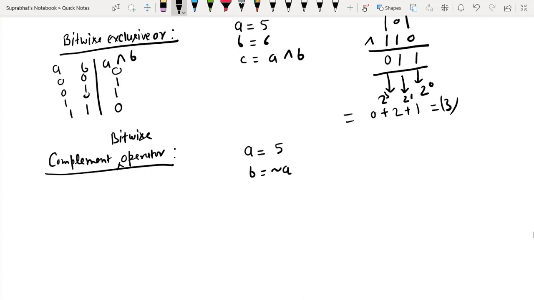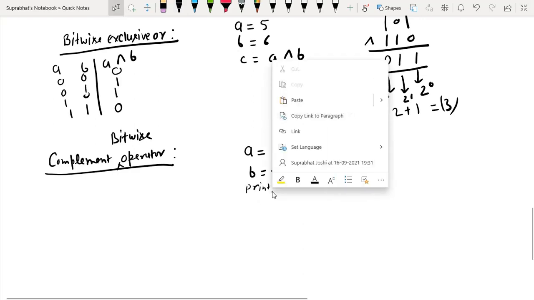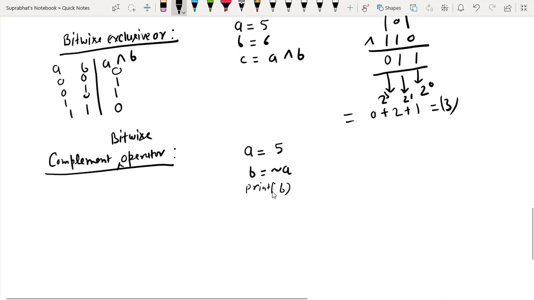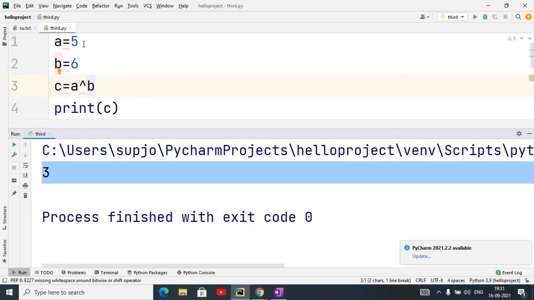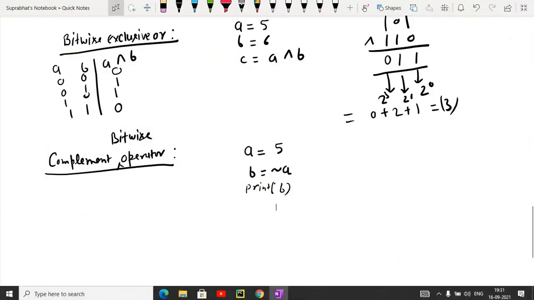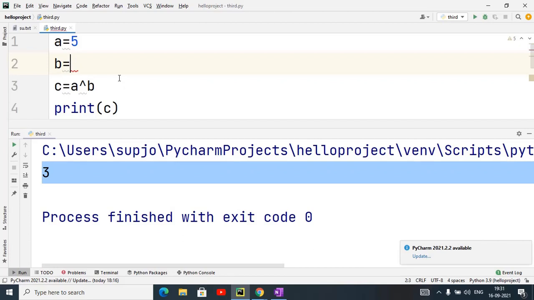What is a unary operator? There is only one operand. Yes, it uses only one operand. Here a is the only operand used. Now if I print b, what will it generate? First of all we will see in PyCharm, then after that we will try to understand. We have taken a equals 5, so we will check b equals complement of a. Now I am going to print b.